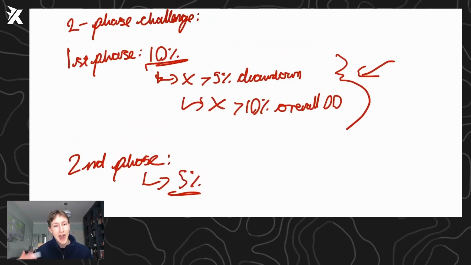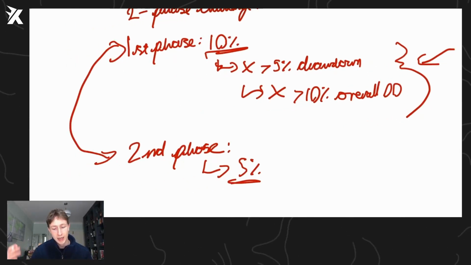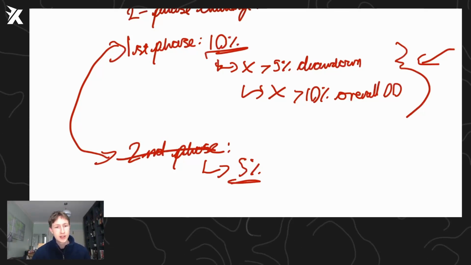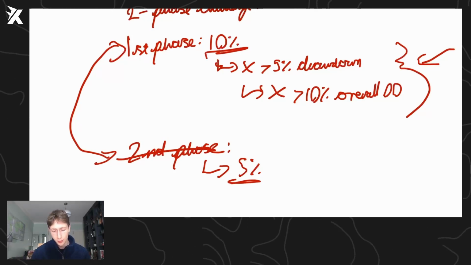So you can sort of see how it's challenging, and it plays with your psychology a bit, because obviously first phase is 10%, and let's say you passed, you see the second phase is only 5%, so you're like, oh, that's easy, let me just do everything I did again. But then you get overly confident and you fail that second phase. In this school community, we go over how to pass funded accounts, so look out for that video if that's something that's interesting to you.